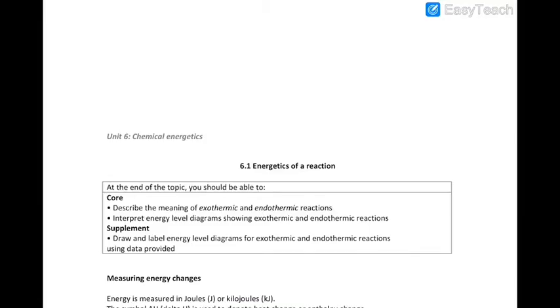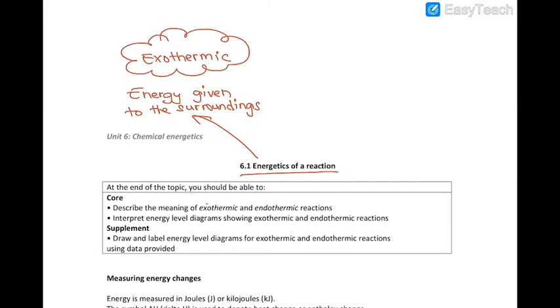Hi everyone, so we're going to be looking at energy involved during reactions. There are two kinds of reactions that can take place in terms of energy. One reaction is where energy is given into the surroundings, and this kind of reaction is called an exothermic reaction. So exothermic, exit, so heat is given into the surroundings.